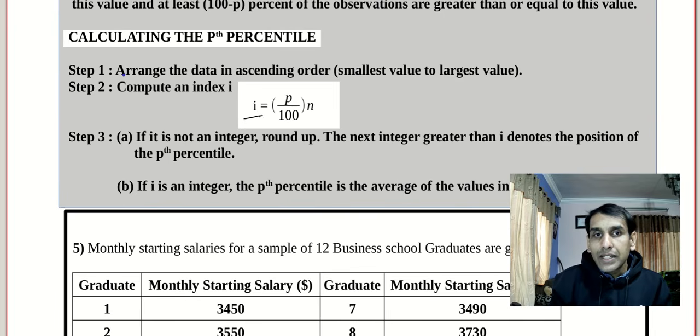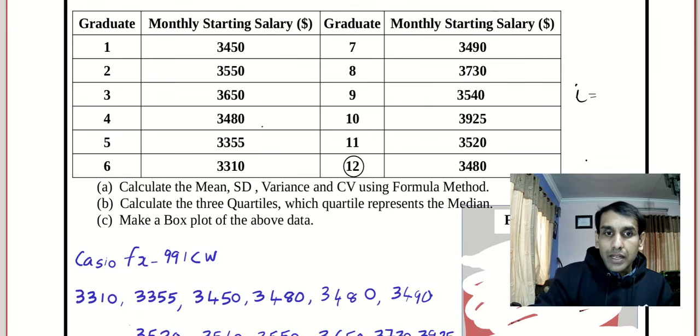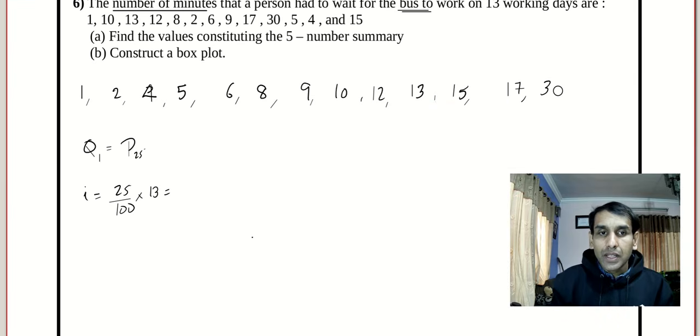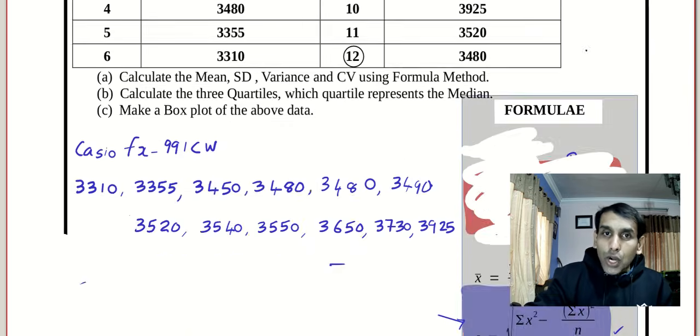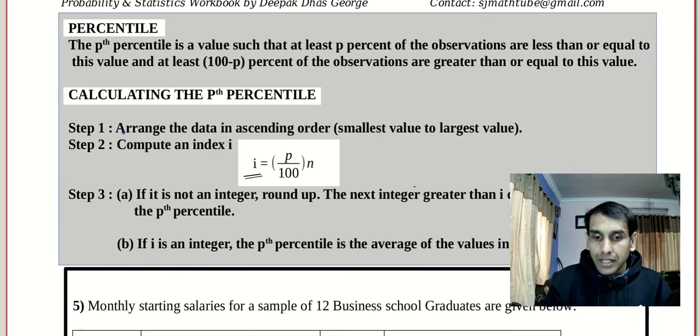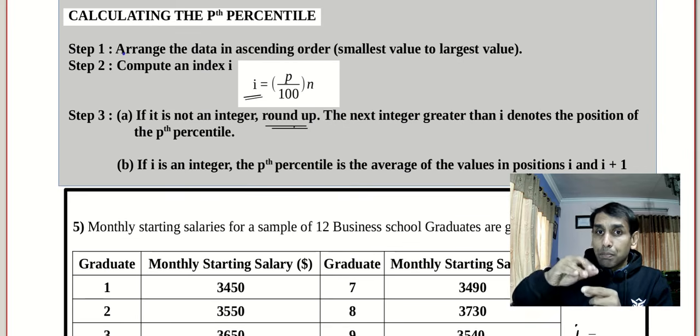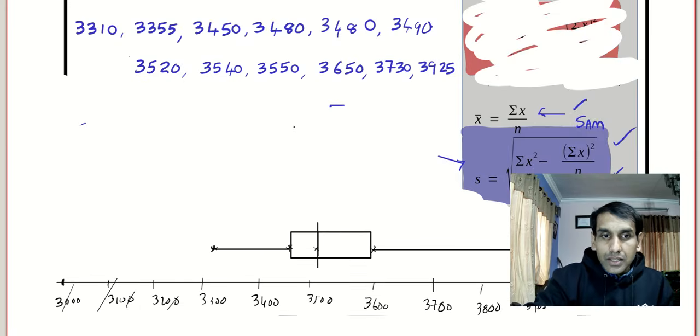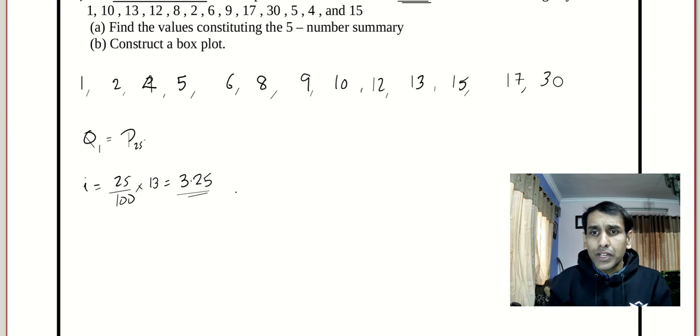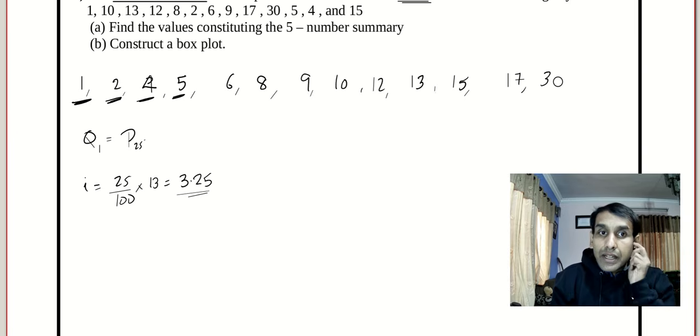So I find the index and the index came out to be 13 divided by 4, that will be 3.25. Oh, it's not an integer. If it is not an integer, they have written that round up. That means you take the integer bigger than that. What is the integer bigger than 3.25 and next to it? 4. Data 1, data 2, data 3, data 4. So quartile 1 will be equal to 5.